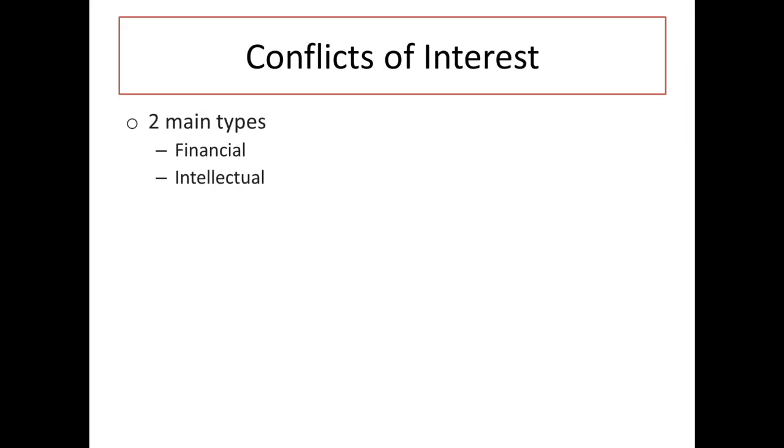So what about conflicts of interest? Well, there are two main types. They're financial and intellectual. So financial conflict of interest, you stand to gain yourself financially from a recommendation that you make. Intellectual conflicts of interest are a little bit harder to think about, but it's really you believing in what you're going to recommend, and you just can't get away from your beliefs.